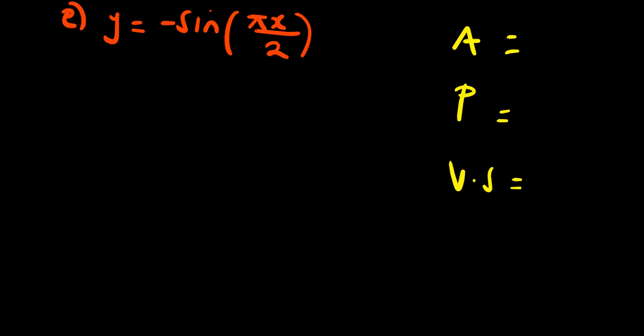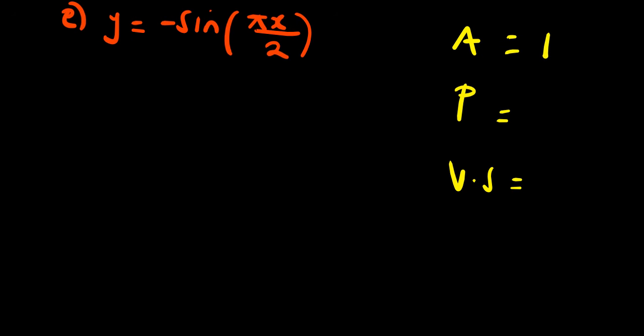The amplitude in this case, you're able to see that it is a negative 1. Now you have to find the absolute value. The amplitude is always the absolute value. So in this case the absolute value of negative 1 would just be a 1. So that's going to be alternating between 1 and negative 1.